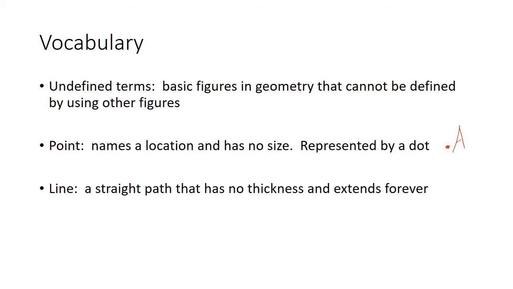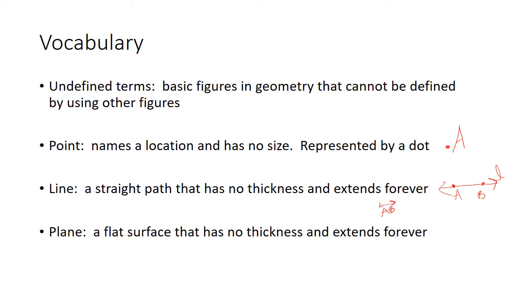A line is going to be a straight path. It has no thickness whatsoever, and it's going to extend, continuing in that straight path forever. Now when you have a line, there are a couple of different ways you can name a line. So let's say that this is our line. We could name it by naming 2 points that are on that line, like A and B. We can name it by a script letter. So we could say that this is line L, or we could say that it is line AB, right?